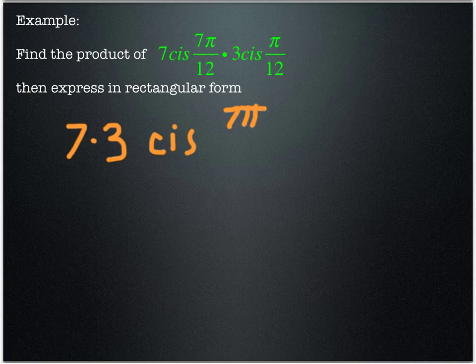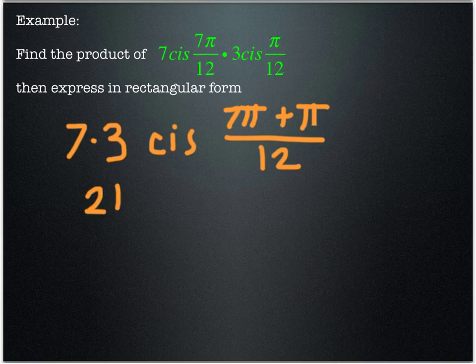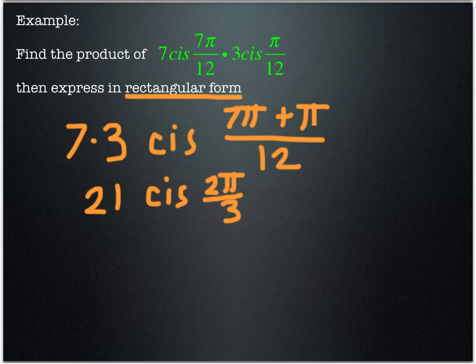So I can do that. What is 7 pi plus pi over 12? So I end up with 21 cis, I'll get 8 pi over 12. 8 pi over 12 will divide into 2 pi over 3, which, if you remember, is about 120 degrees or thereabouts. Now, that's your answer then, by the way. We could write that as 21 cosine 2 pi over 3 plus i times the sine of 2 pi over 3. Now, notice the problem does say we'd like our final answer to be in rectangular form.